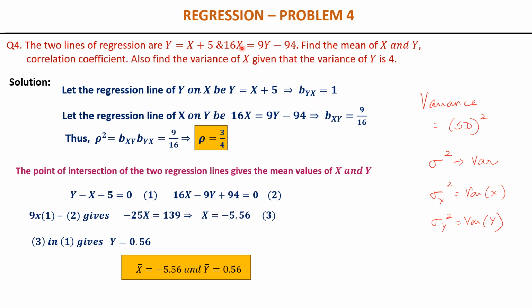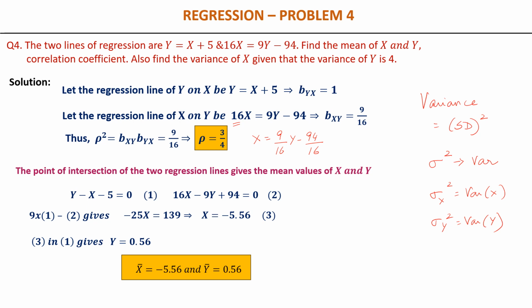Now I assume the other equation to be the regression line of x on y. It's only an assumption that we are taking. I have 16x on the left side equal to 9y minus 94. So what is the slope of this line? It is bxy. How do I find the slope? It will be the coefficient of y when the coefficient of x on the left hand side is 1. So when will it become 1? When I divide by 16. So x is equal to 9 by 16 y minus 94 by 16.